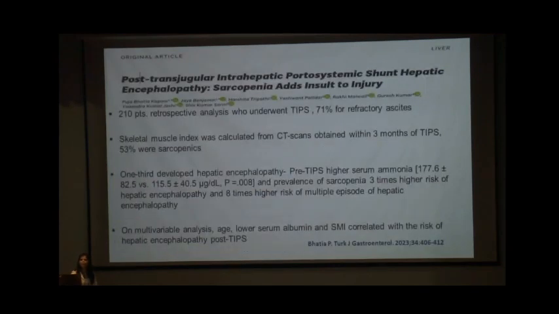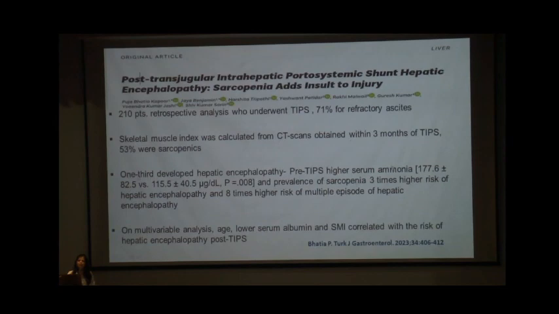Now, the other important factor which predicts poor outcome after doing TIPS in refractory ascites is sarcopenia, because again, there is a risk of hepatic encephalopathy. This was a study done from our center, a retrospective series of 210 patients. 71% of these patients had refractory ascites. For all these patients who had CT scans within 3 months, we calculated the skeletal muscle index to identify the prevalence of sarcopenia in this group. And we found that almost half, that is 53%, were sarcopenic based on the CT skeletal muscle index.